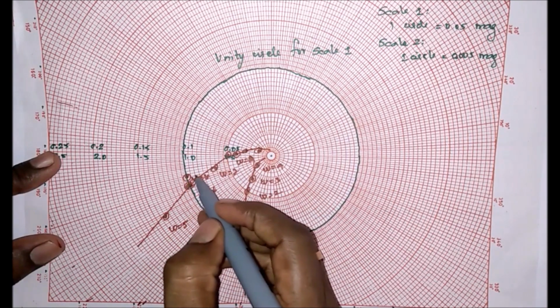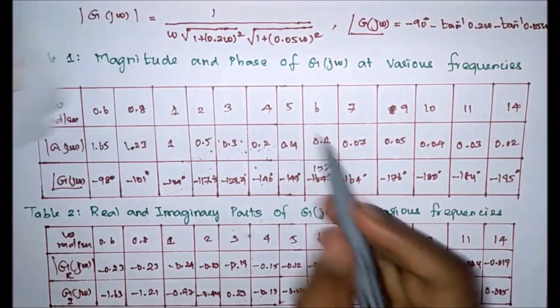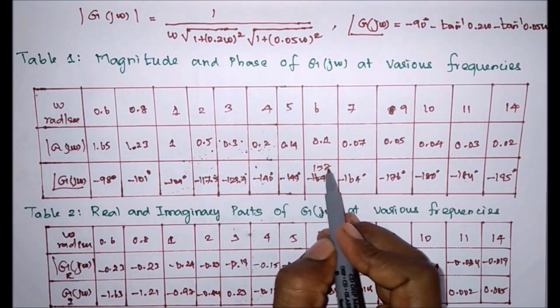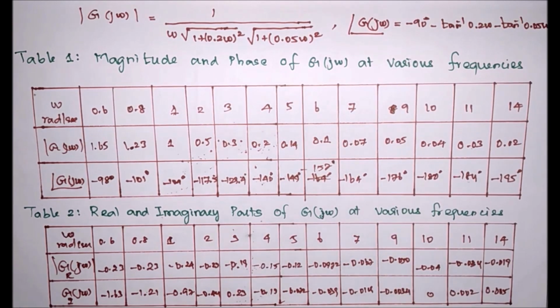Actually, this point is omega equal to 5. The corresponding angles are minus 149 for omega equal to 5, then minus 157, minus 164, minus 176.